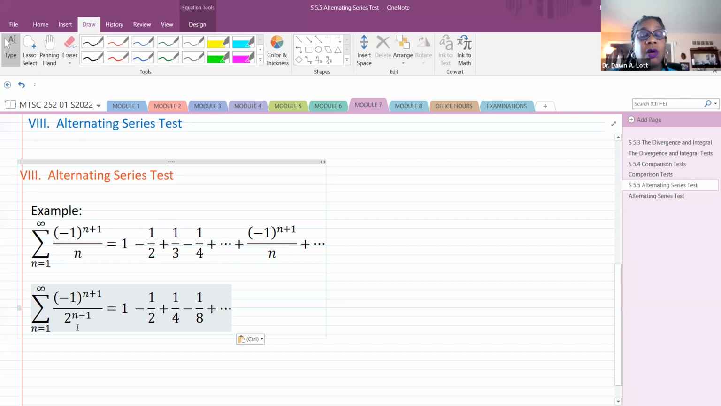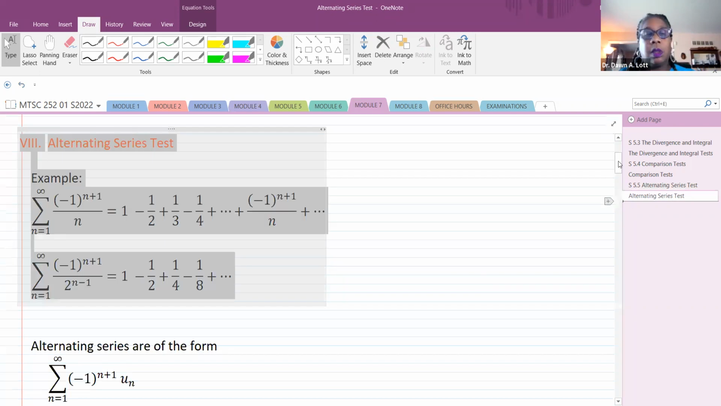The next one is also an alternating series. The summation of -1 to the n plus 1 over 2 to the n minus 1. So the denominators are going to go as 2 to the 0, which is 1, 2 to the first, 2 squared, 2 cubed, etc. And the numerators are going to be forms of -1 or +1, and they are going to alternate back and forth. Any questions about that? Okay.